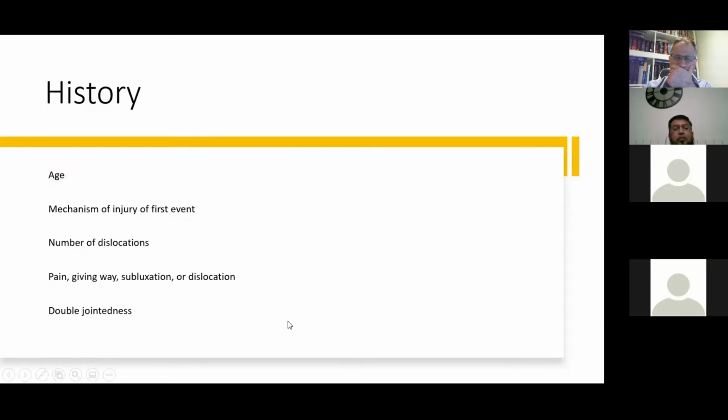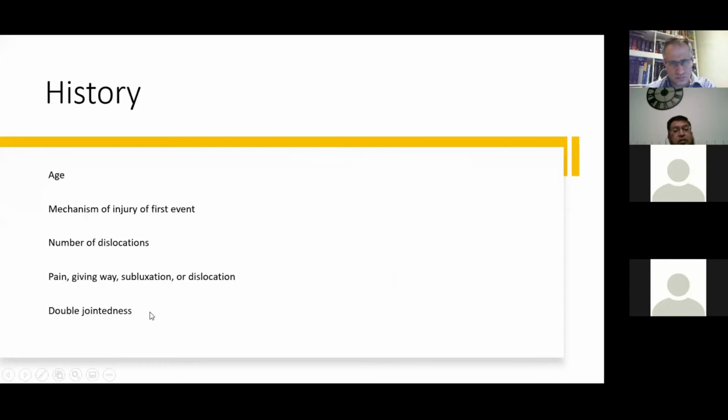In the history, the important points: the age. Age is important for the treatment of patellar instability, and it is also less common in old age as compared to young age. Then the mechanism of injury of the first event, which will dictate what type of patellar instability this is. And then how many times it was dislocated. Is it a first dislocation or recurrent dislocation? That will also dictate our management.